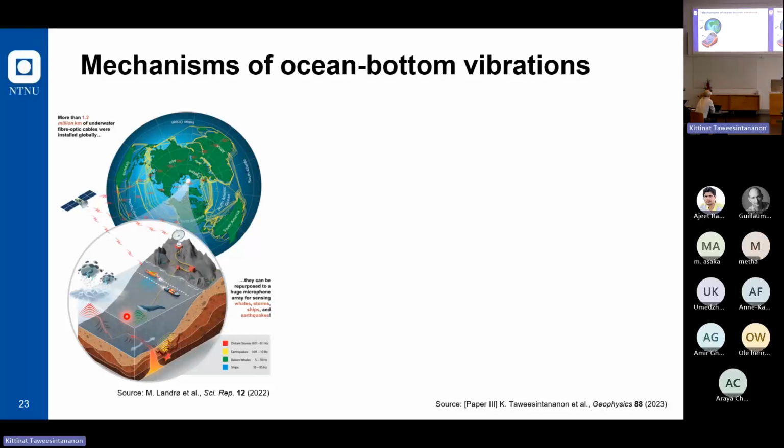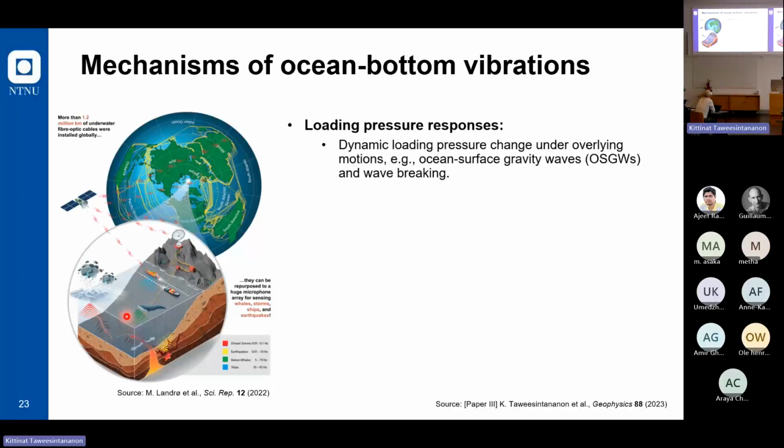For example, the first category is the loading pressure responses. This is the dynamic loading pressure change under overlying motions of the ocean. For example, if you have ocean surface gravity waves, that means the weight of the water column, or the dynamic loading pressure change at the sea floor, will change due to the motion of those ocean surface gravity waves.